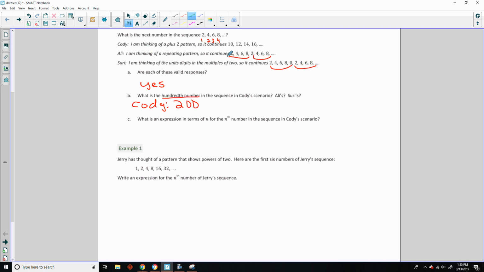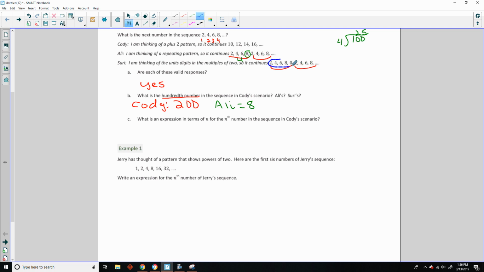Okay, Allie says hers is 2, 4, 6, 8, and it repeats. This is a sequence that has repetition after 4 terms. 4 terms, repeat, 4 terms, repeat. Well, 100 divided by 4 is 25 with no remainder. So there's going to be 25 groups of 4 ending on the 8. So Allie's 100th term will be 8.